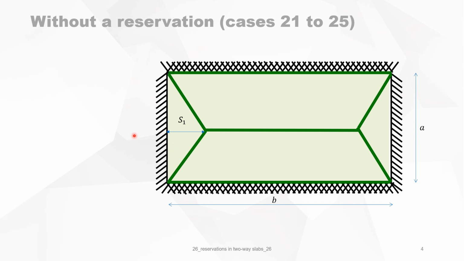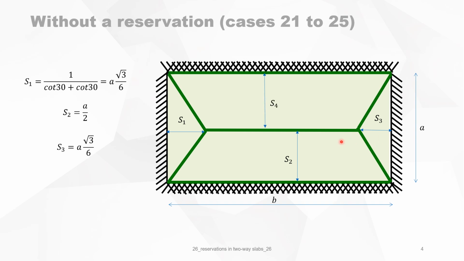Some geometric characteristics: S1 is indicated here, and with the cotangents rule, it can easily be calculated as A times square root of 3 divided by 6. S2, of course, is half A, the side A, because of the symmetry. S3, again with the cotangents rule, and S4 is equal to S2.